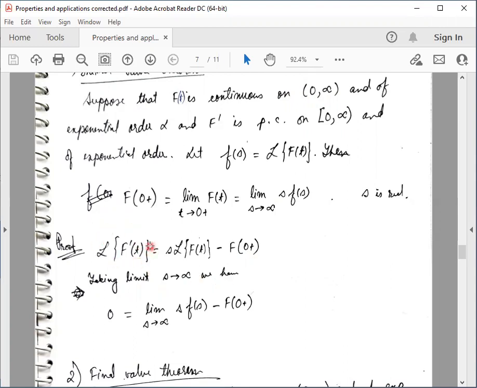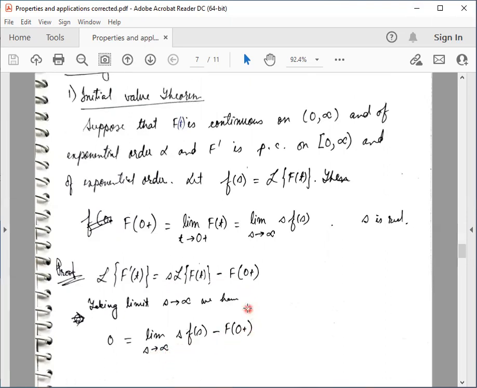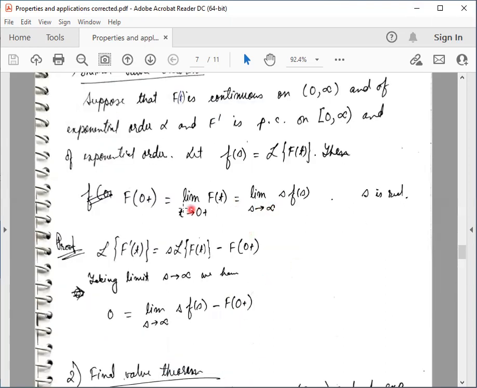This Laplace transform in the limit s tends to infinity is 0, from theorem 2 which we discussed earlier. From theorem 2, this term is 0 when s tends to infinity. So we get 0 on the left hand side. Then this becomes the limit as s tends to infinity of s times f of s minus f of 0 plus. So that means f of 0 plus is equal to the limit as s tends to infinity of s times f of s. Okay, so this expression.